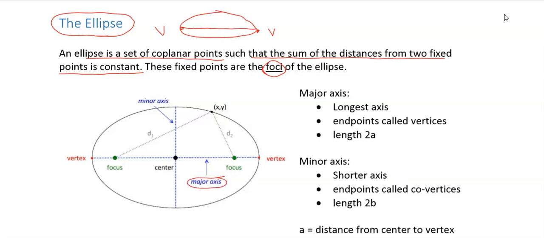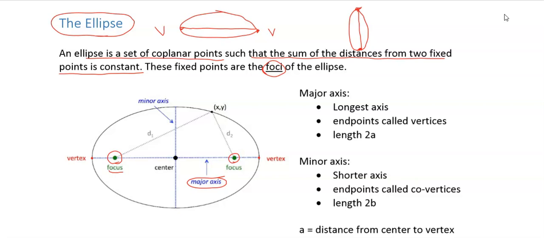Now, if your ellipse was elongated vertically like this, then your vertices would be at the top and the bottom, and then your major axes would be a vertical line segment, okay? The two foci, or singular would be focus, always lie directly on the major axes, on either side of the center, the same distance away from the center.